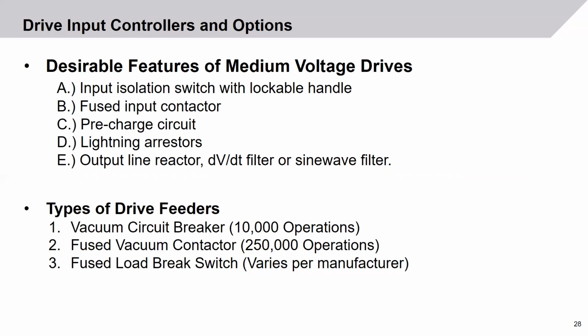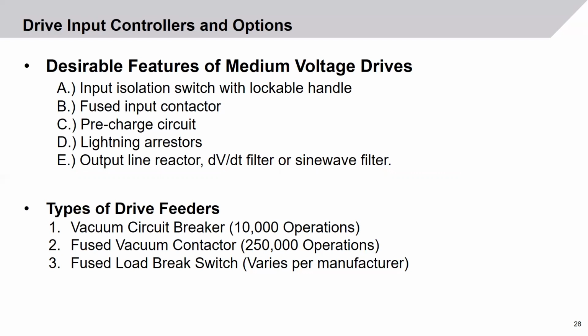Desirable features for medium voltage drives include an input isolation switch with lockable handle, fused input contactor, pre-charge circuit, soft charging not only of the transformer but also the DC bus, lightning arresters, and also output line reactors, dv/dt filters, or sine wave filters to extend motor lead length.